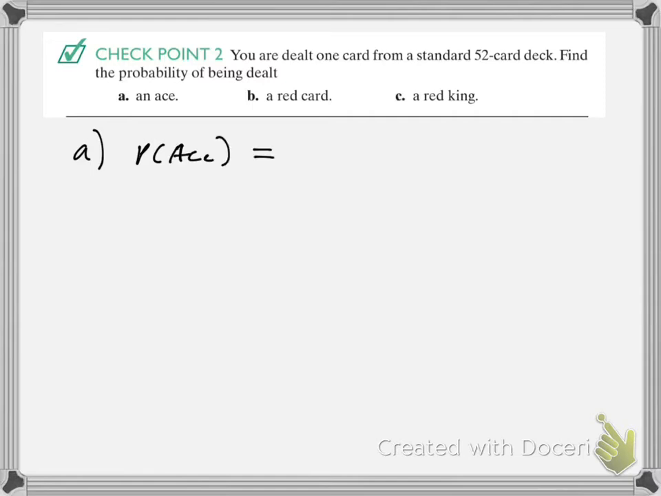Okay, we'll just use that notation. Probability of an ace. Well, there are 4 aces in the deck, and there are 52 cards. So that'd be 1 in 13 if I reduce that. That one's pretty easy as well.